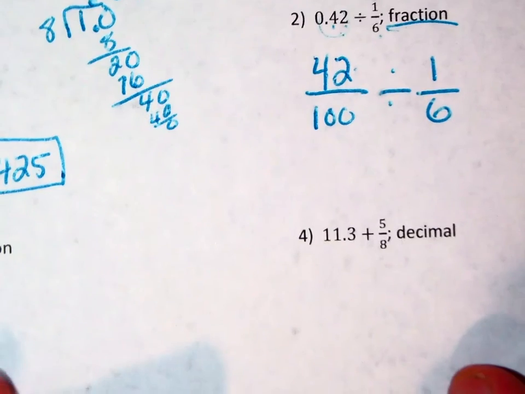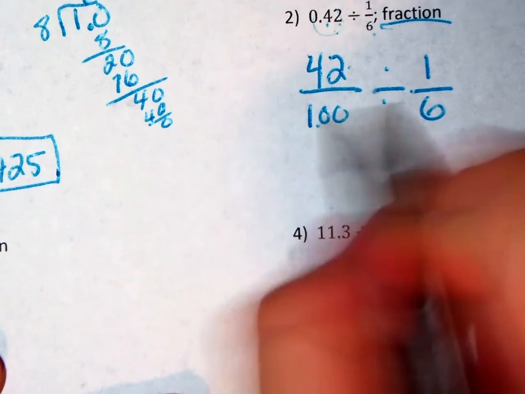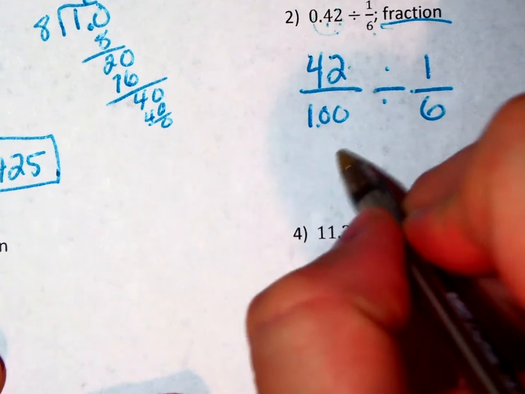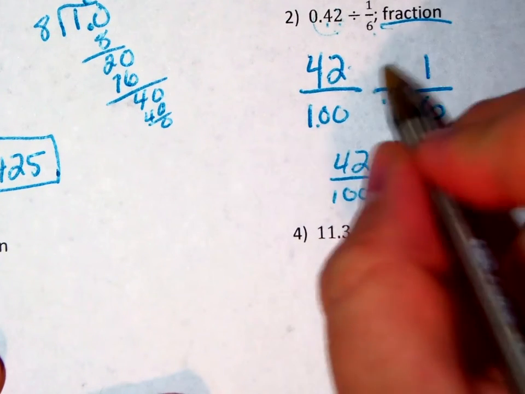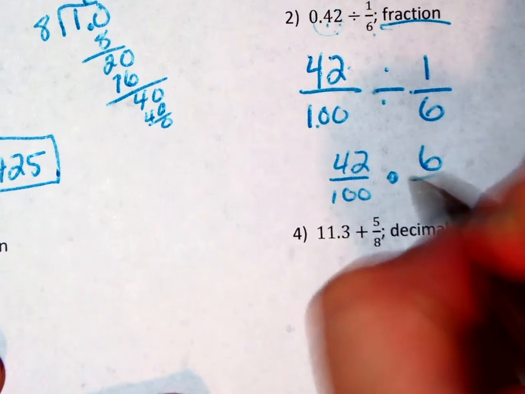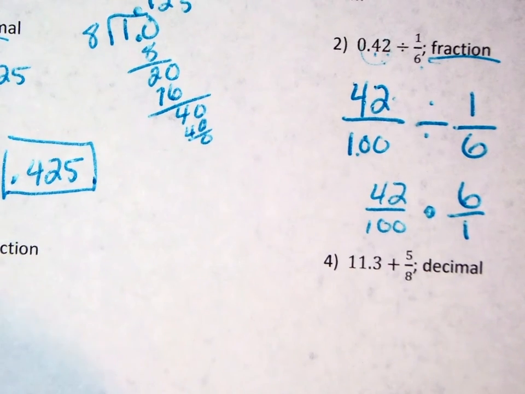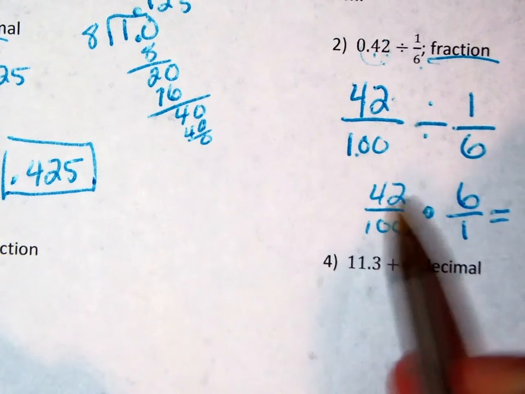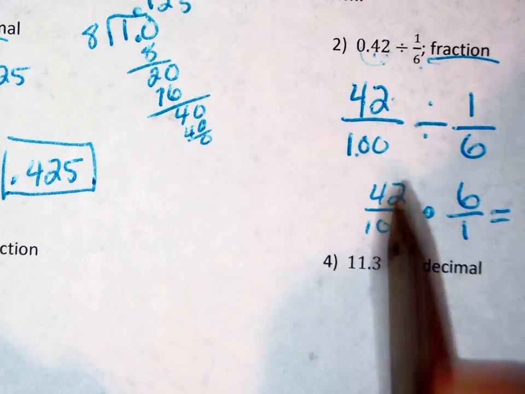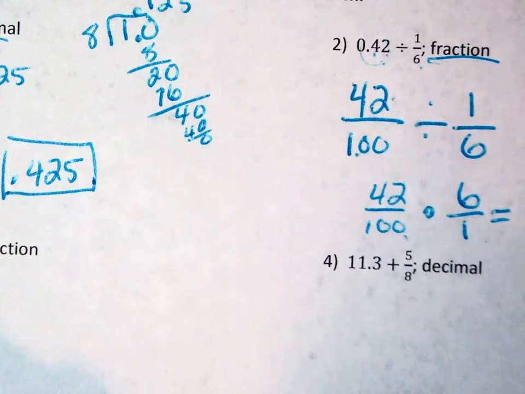And we remember from class that anytime you divide two fractions, you keep it, you change it, and you flip it. So we will have 42 over 100 times, change the sign, 6 over 1. And from here, you should be able to solve the rest of the problem because it's simply multiplying straight across. 42 times 6 gives you some number. 100 times 1 gives you 100. And then you reduce the fraction.